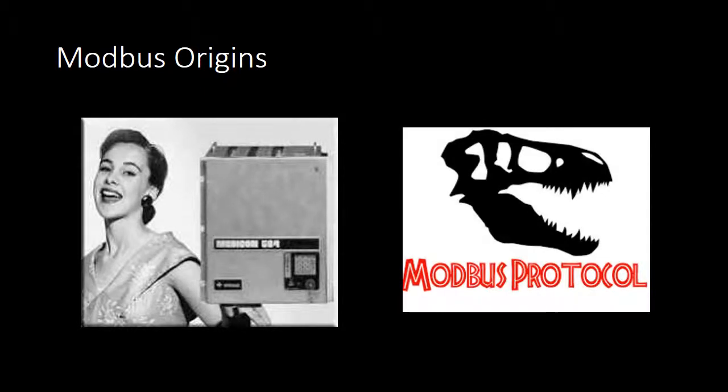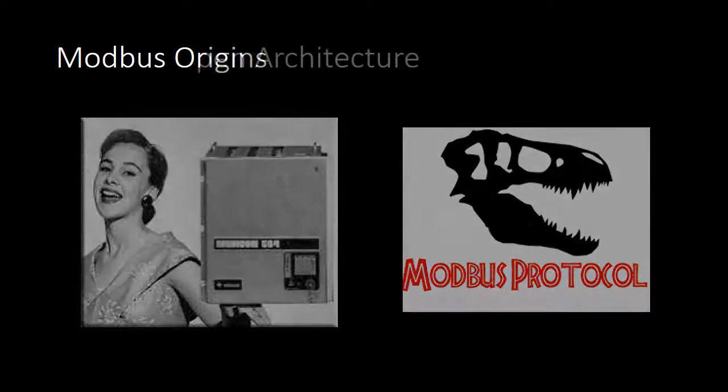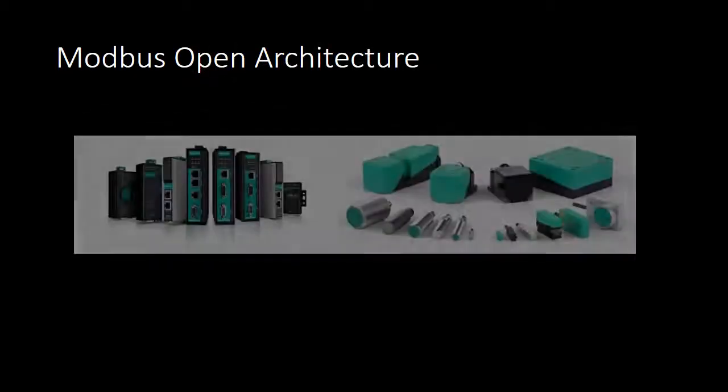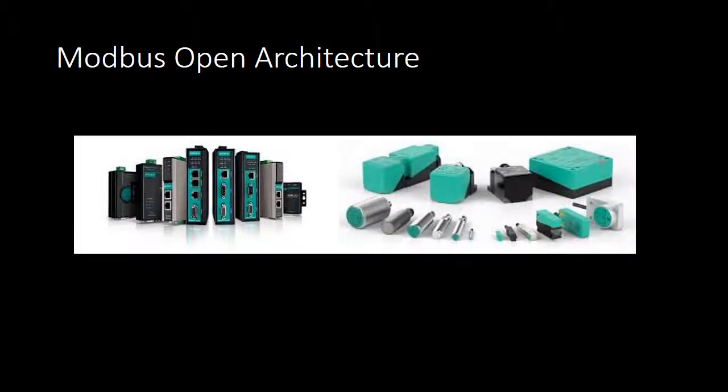Modbus was originally a proprietary communication protocol designed in the late 1970s to communicate with Modicon PLCs. Nowadays, it's an open protocol, or has open network architecture. This means that many device manufacturers can freely use the protocol to communicate with a wide variety of controllers called masters and devices called slaves.